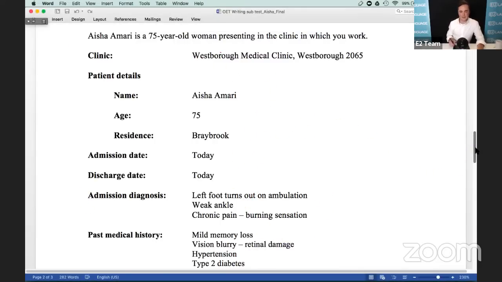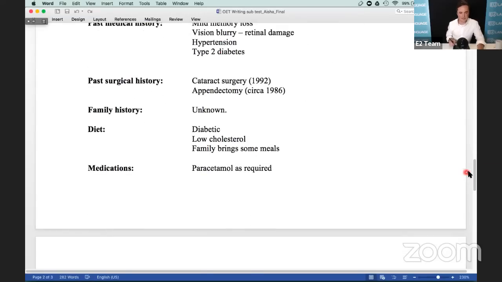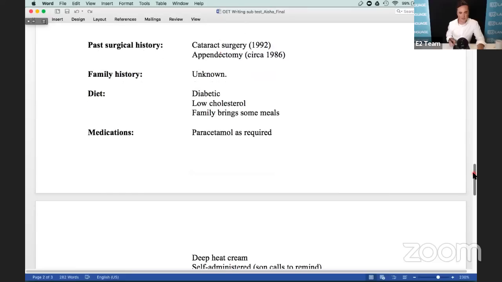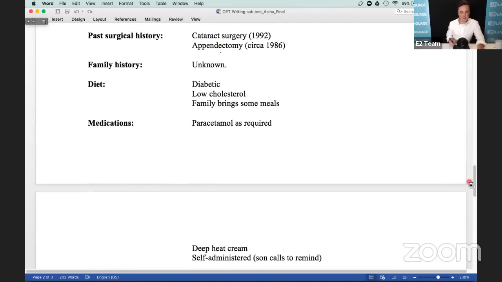Let's look at the next set of case notes. So going from past surgical history, again, I'll give you 30 seconds. Read these ones, up from the top to medications there. Think about what is relevant and what is irrelevant.